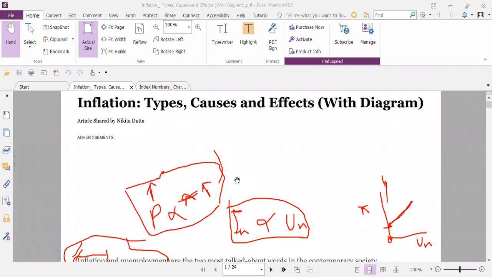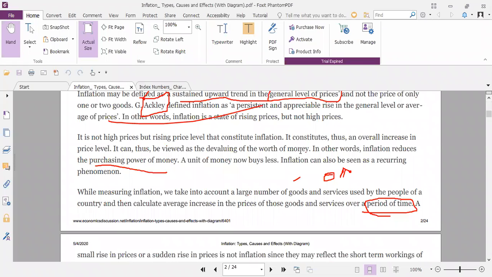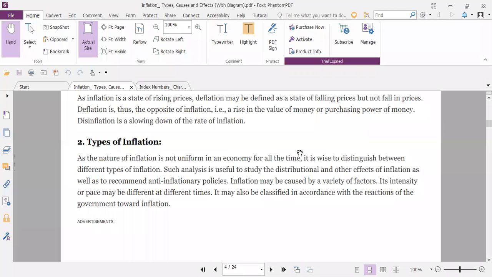Okay, inflation, ati parisarana. Inflation, ati parisarana, types. Okay, types of inflation. Here it is. We'll start.